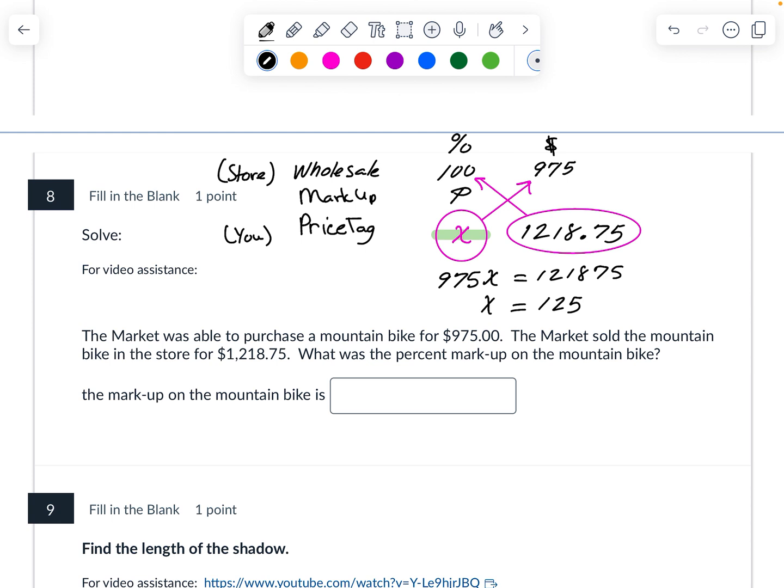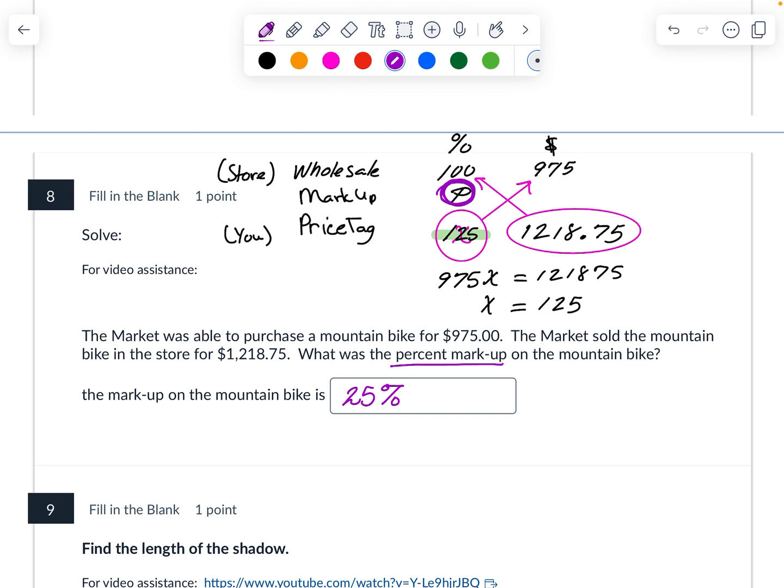So this is 125%. So they sold it to you for 125%. But the question is, what is the percent markup? So the question is, what number goes right here? Well, if they bought it for 100 and sold it to you for 125, the percent markup must be a 25% markup. And yes, you have to put the percent sign in Canvas.